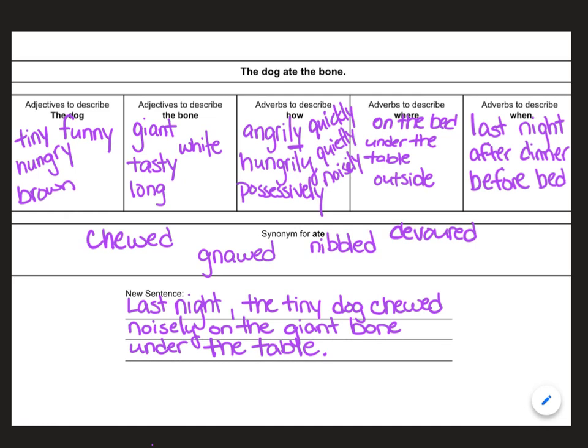And that's it. That is how you take a really boring sentence like the dog ate the bone and you make it into something interesting. Now I want you to try it.